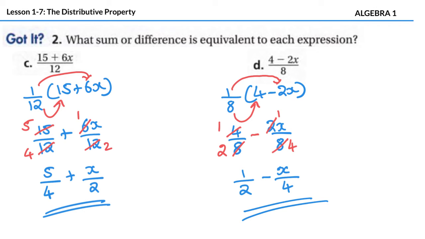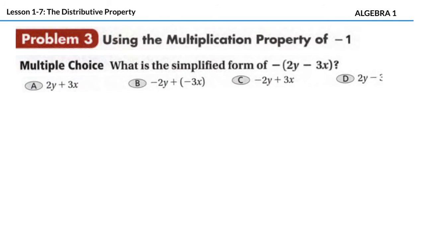So half minus x over 4 is the simplified expression of 4 minus 2x over 8. That's wonderful. Let's try a few more problems. Let's try this problem. It's a multiple choice problem using the multiplication property of -1.